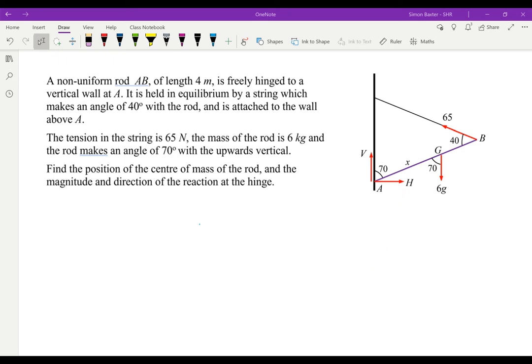Right. So let's sort out solving this problem. Firstly, I want to take moments. Where is a sensible place to take moments? Well, I think you should all come to here. The point A. If I take moments about A, the moment of H is 0, the moment of V is 0. So if we take moments about A, life is going to be quite easy.